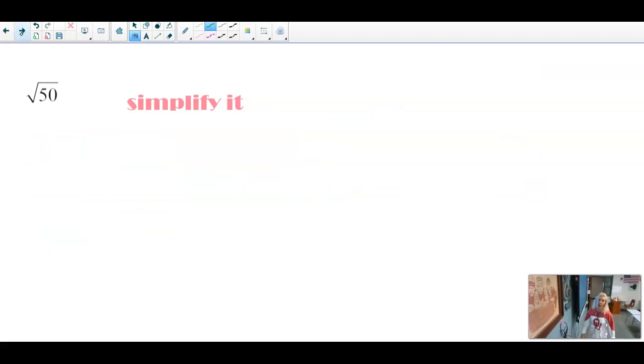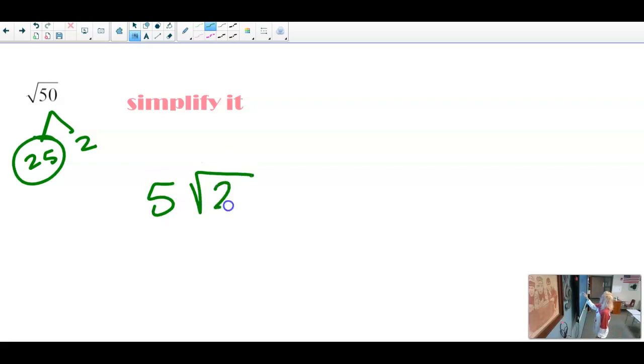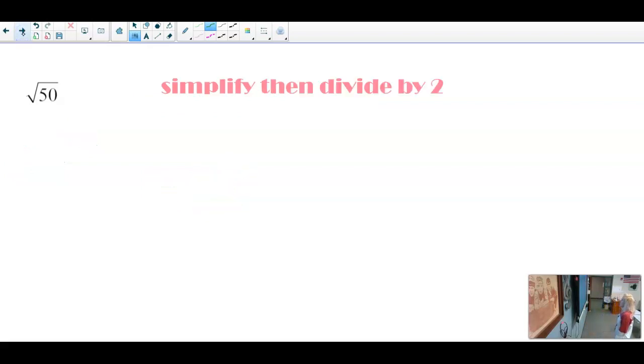Now let's talk about non-perfects. We got to take the square root of 50. Y'all, there is a perfect hiding out in 50. What perfect square is multiplied by another number to make 50? It's 25. That's my perfect. What's the root of 25? Just 5. And remember, the non-perfects stay underneath the square root symbol. So 5 roots of 2 is simplified square root of 50.